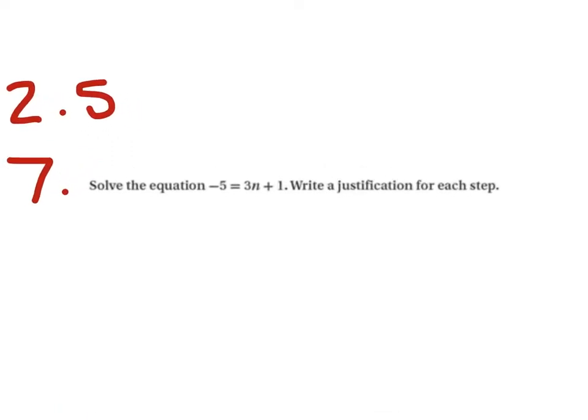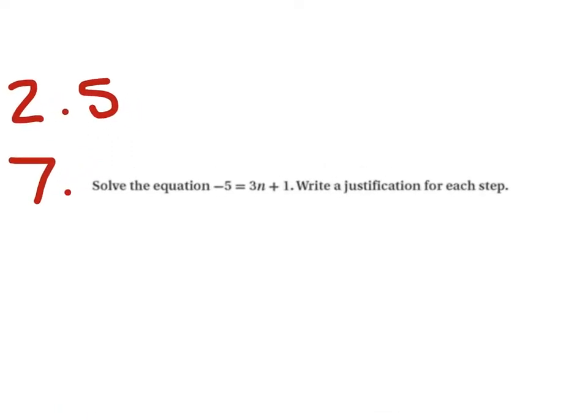Solve the equation -5 is equal to 3n plus 1. Write a justification for each step. So let's restate the equation. -5 is equal to 3n plus 1. And the justification for this step would be given, because it's the equation that's given to us.